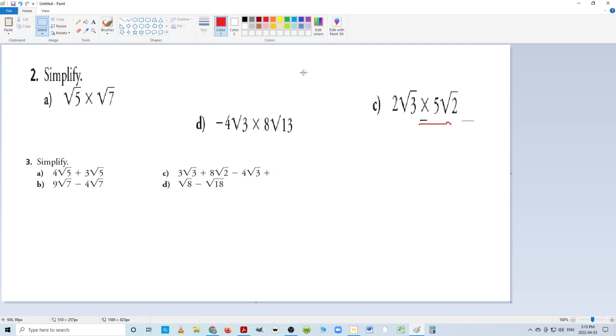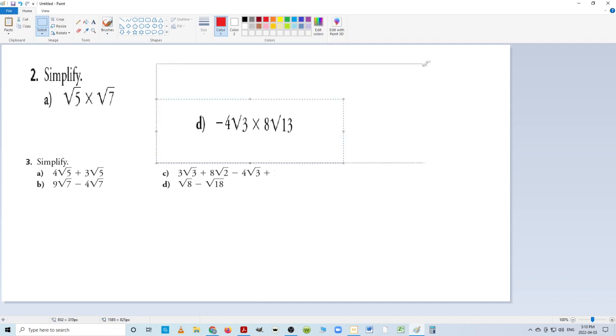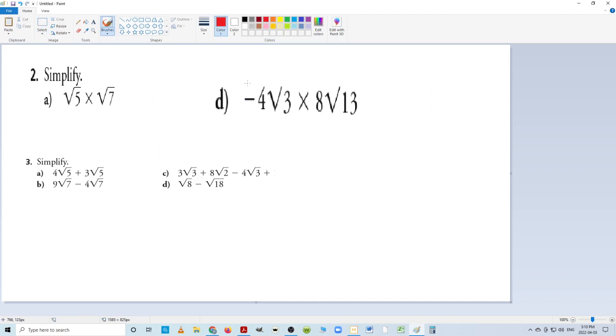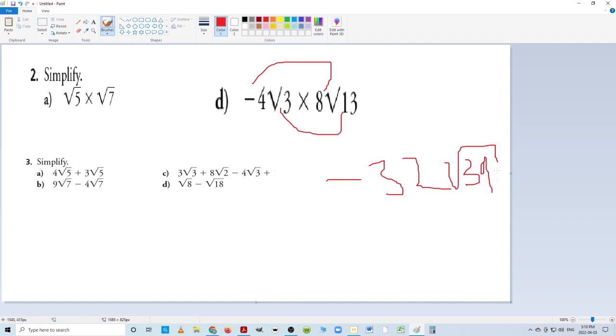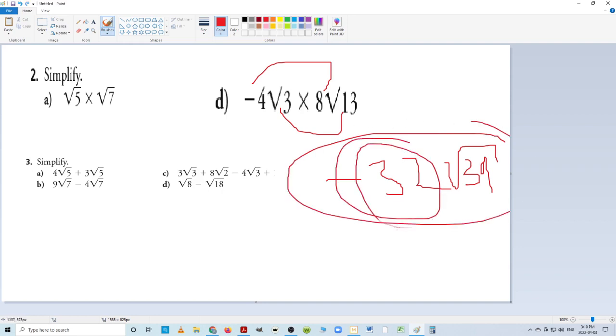And then what about this one? We got a negative, so you just follow the same rules of multiplication. What's negative 4 times positive 8? It's negative 32. And then what's square root of 3 times 13? It's square root of 39. And always look and see if there's some way to pull out a natural. 49 is too high, so we're looking at 36, 25, 16, 9, and 4, none of which go into that. So this is the simplest form: negative 32 times the square root of 39.